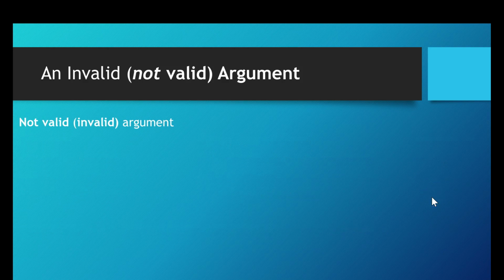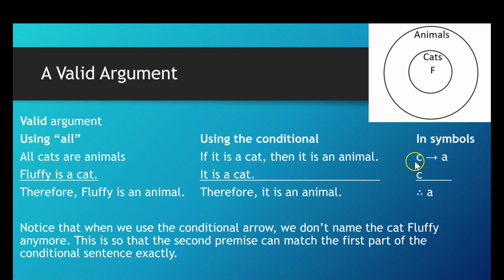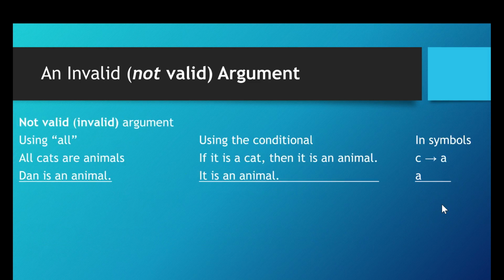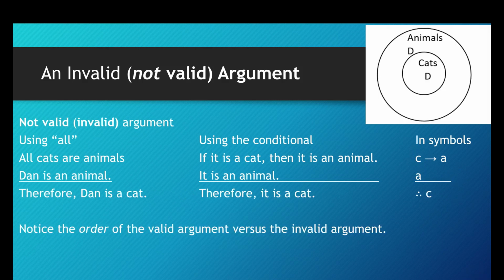Let's go back to the valid one. The valid one went C, arrow A, C, notice it matches, therefore A. Once again to the invalid one, C, arrow A, look, it doesn't match. A, therefore C. The order is completely different, right? And you can tell from the picture as well that it is not true that Dan has to be a cat. Dan could be out here in the kinds of animals that are not cats, which is what makes this a not valid or invalid argument.